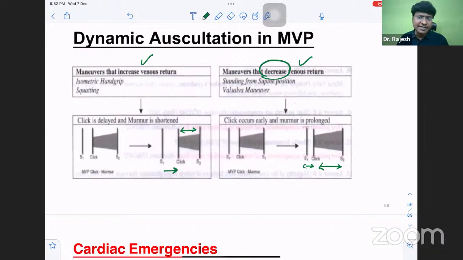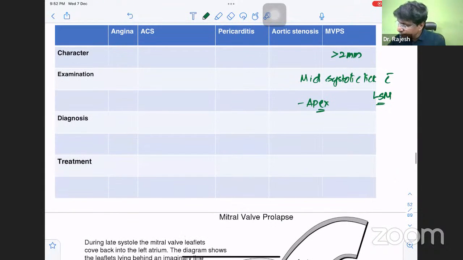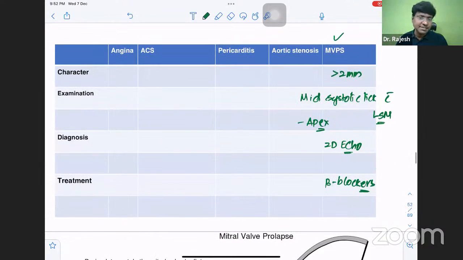And what will be the drug of choice in patients with mitral valve prolapse syndrome? Diagnosis you will do by 2D echo, right? And for treatment, the drug of choice will be beta blockers. So that will be your MVPS, mitral valve prolapse syndrome, which can present as a cardiac emergency, that is chest pain.